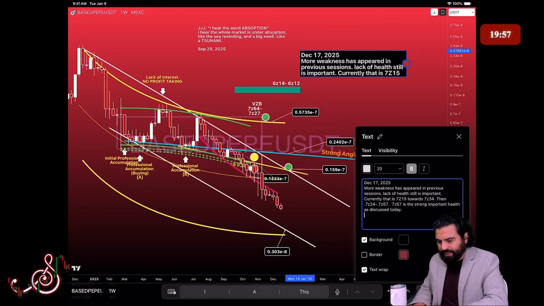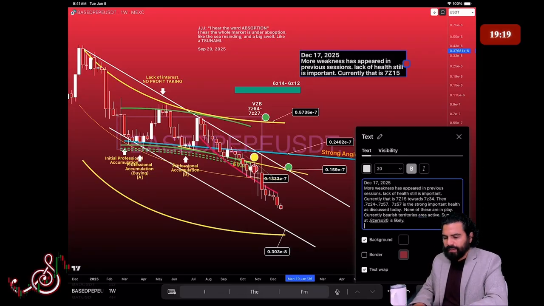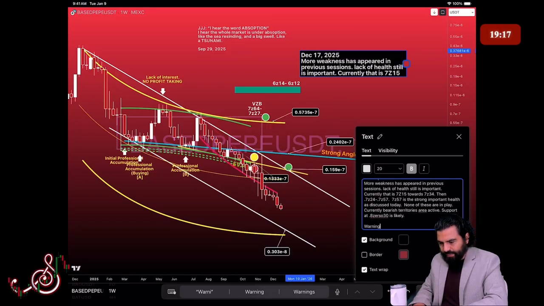None of these are in play. Currently, bearish territories are active. Support at 0.830, 0.830 is likely. Warning, large accumulation is in this crypto.